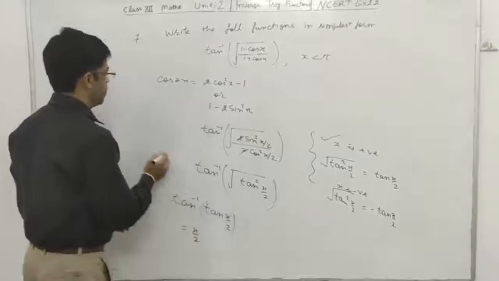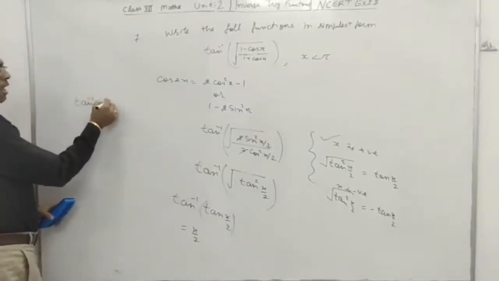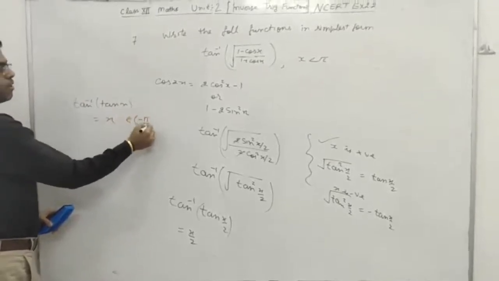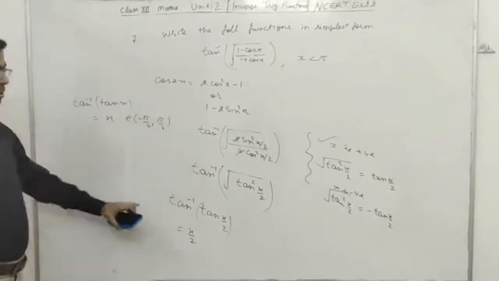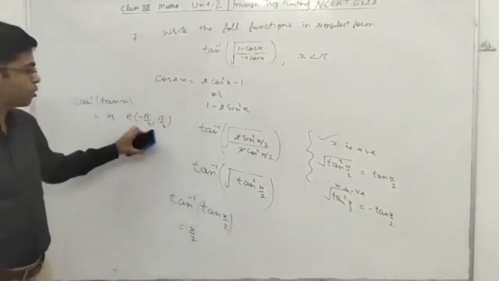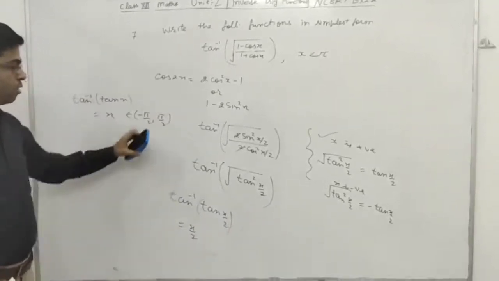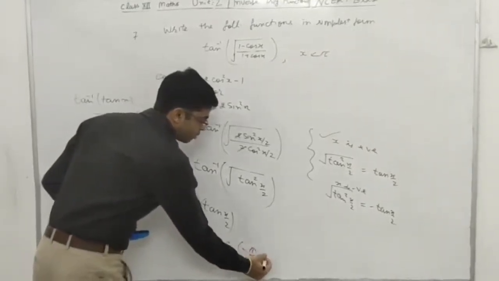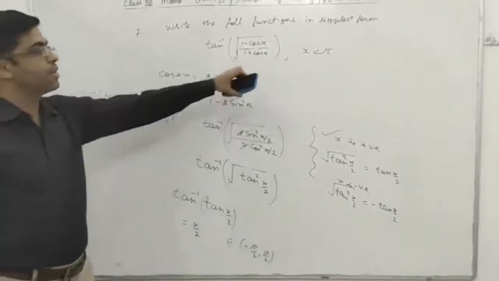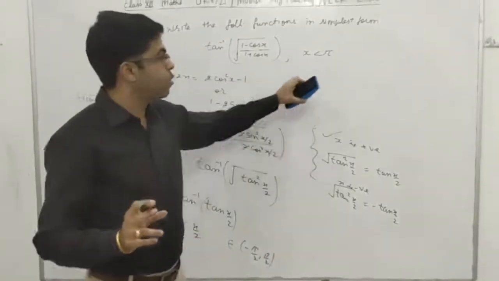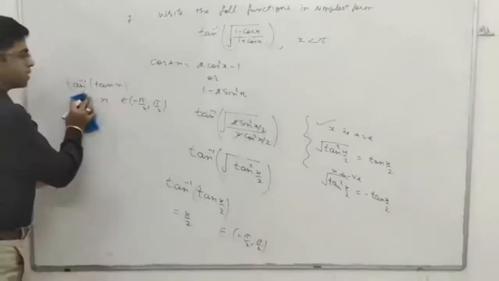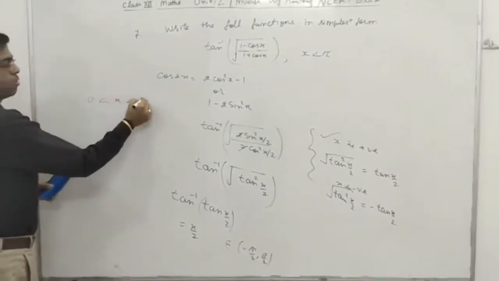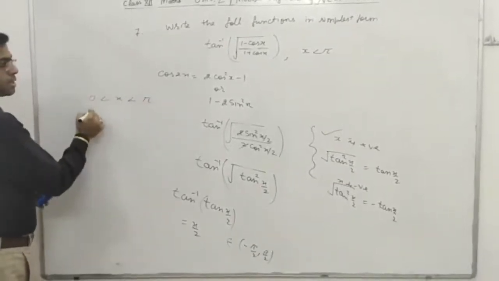Now we have to check, because tan inverse tan x is x, where x should belong to minus pi by 2 to pi by 2. So similarly x upon 2 should also belong to this open interval minus pi by 2 to pi by 2, as we are taking only the positive side of this. Positive side means we are taking x from 0 to pi.